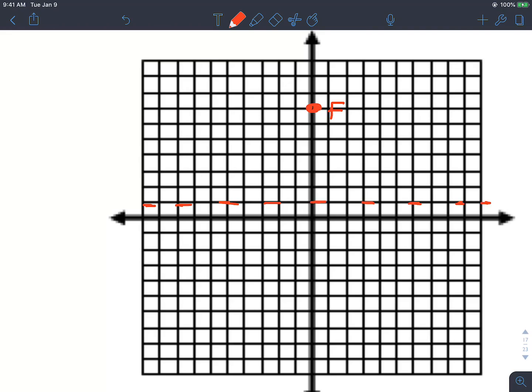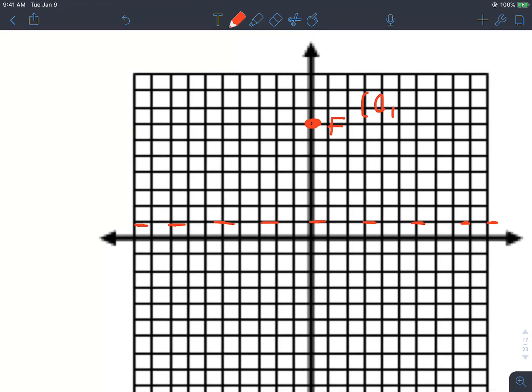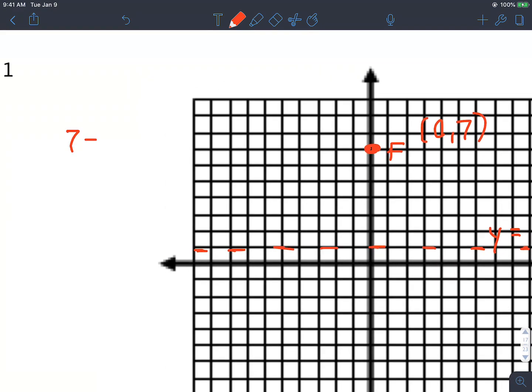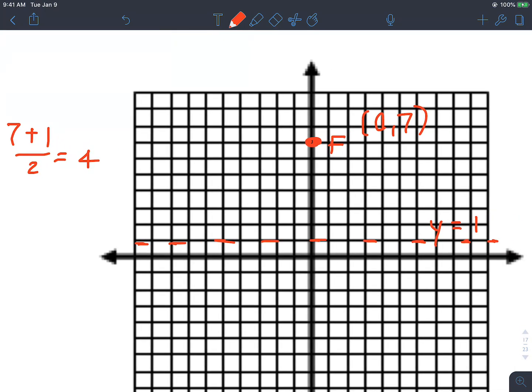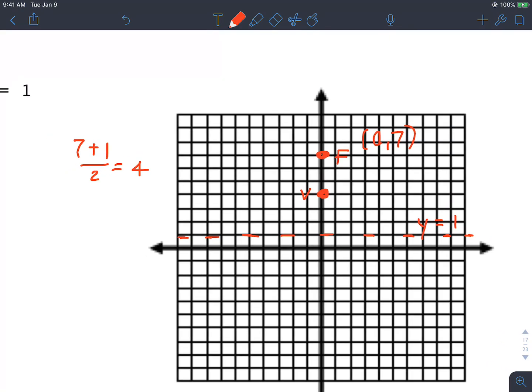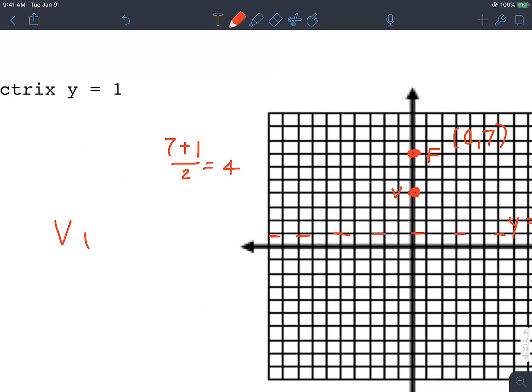Now here's the thing. Your vertex is typically halfway between these points here. So if your focus is up here at (0, 7), and then this line is the line y equals 1, take those, 7 and 1, add them up, divide by 2, and find the midpoint between those, or essentially the average, which is going to happen at 4. So that means (0, 4) is where that vertex should be. So once again, the vertex is halfway between the focus and the directrix. So your vertex is (0, 4).